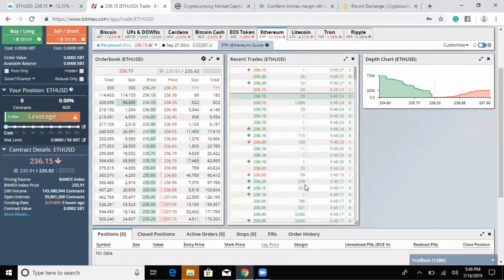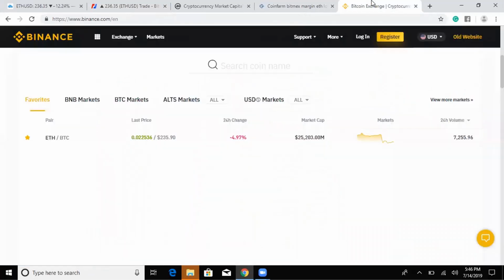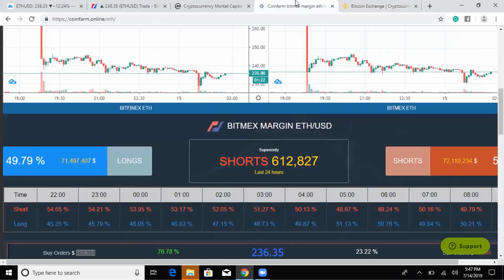In the recent trades, you're seeing a lot of buy orders, and then you look at Binance and see a lot of volume coming in, and then you look at CoinFarm and you see the superiority of the longs is about 15 to 20 million dollars. That tells you that the price is likely going to go up. So if you were in a position at that point, it's safe to stay in the position.